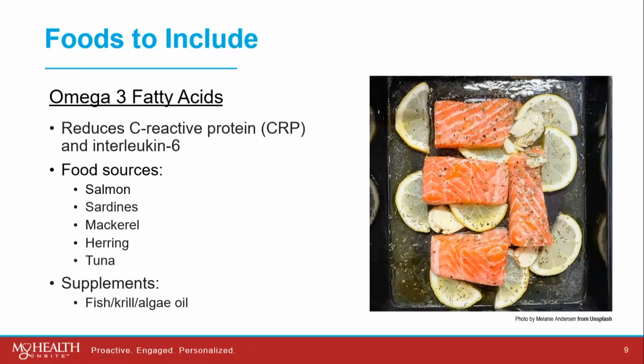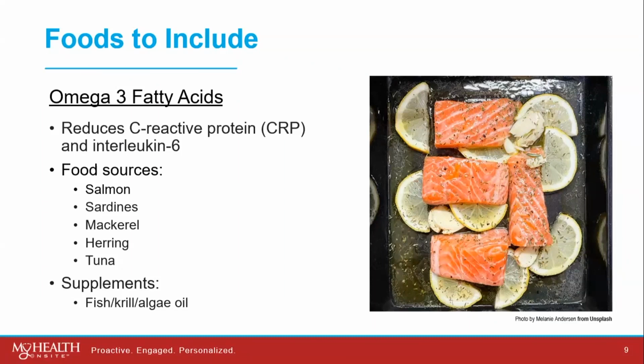Studies have shown that including salmon or other foods that are really rich in omega-3 fatty acids, specifically the EPA and DHA, can help reduce C-reactive protein and interleukin-6, which are two pro-inflammatory proteins in your body. So the best sources would be listed here: salmon, sardines, mackerel, herring, and tuna.